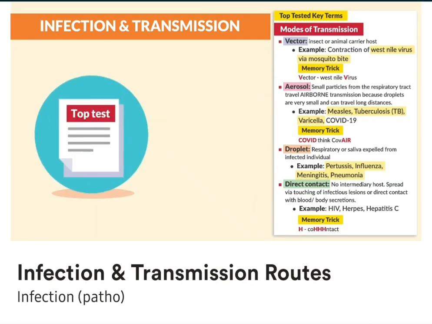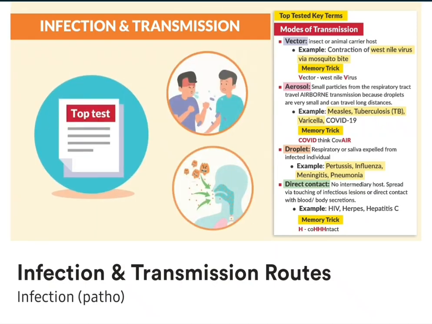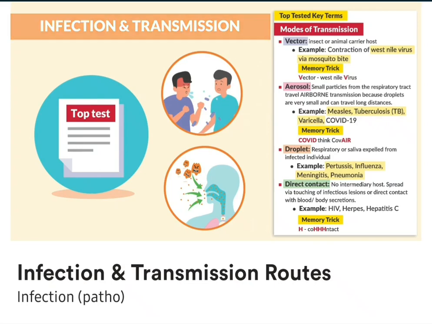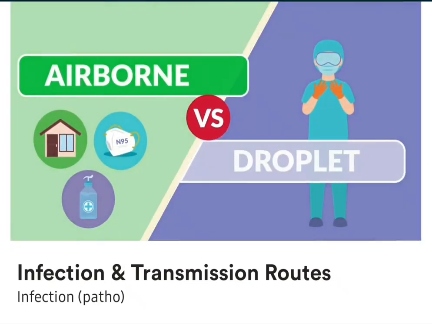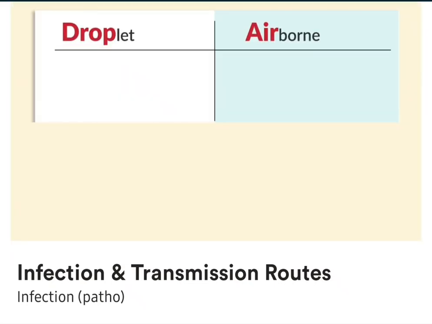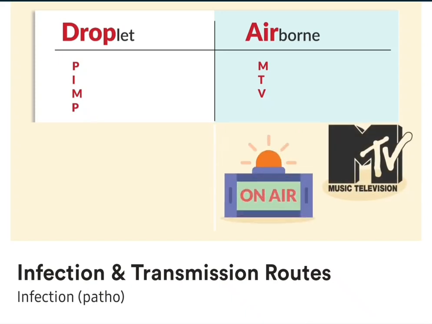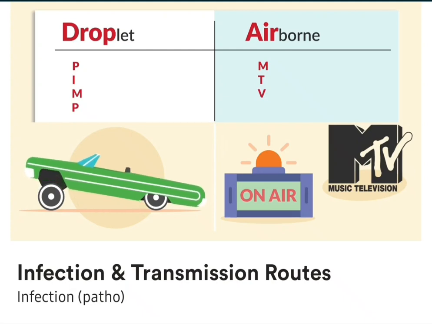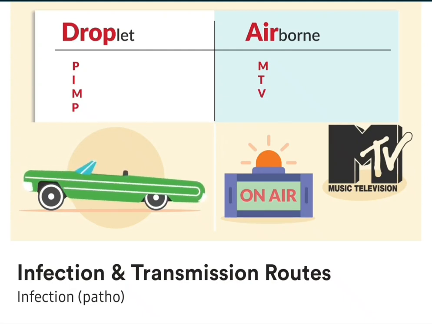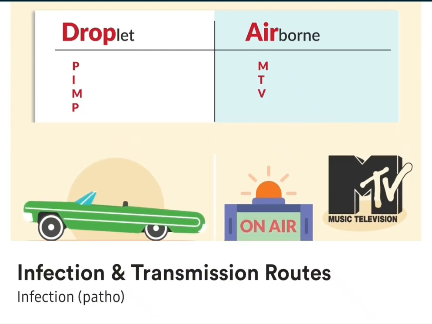Okay, now for the top memory tricks for the top tested droplet and airborne precautions. I know droplet and airborne precautions can get a little confusing. So use memory tricks: PIMP for droplet precautions, and MTV for airborne precautions. So just think you're on air with MTV, like Music Television. And think of Pimp My Ride, like that old TV show, when you're dropping your lowrider really low.